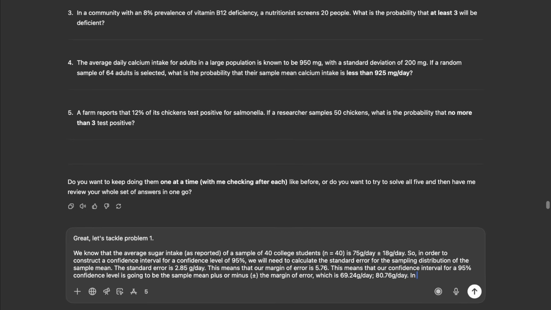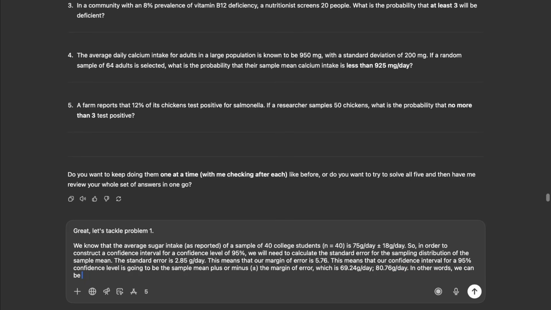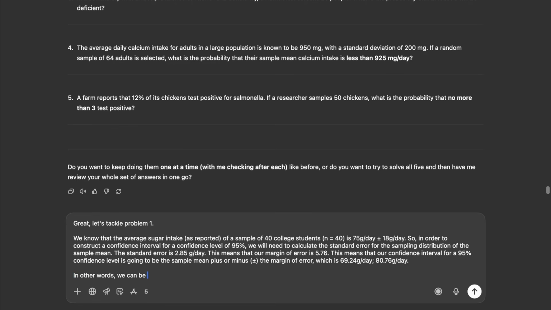The question becomes, what does this actually mean in simple terms? In other words, we can be 95% confident that our population mean, rather. Let's rephrase it differently. We can be 95% confident that the mean of the variable in the population is between 69.24 and 80.76 in terms of added sugar intake per day.